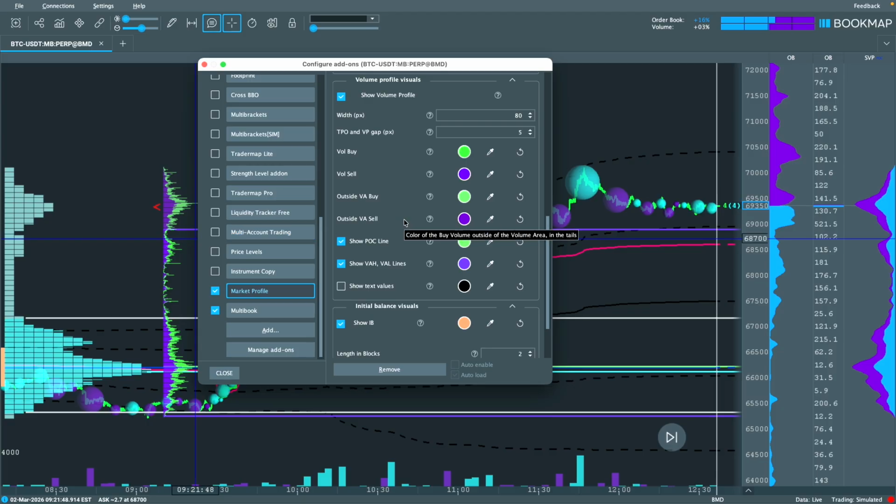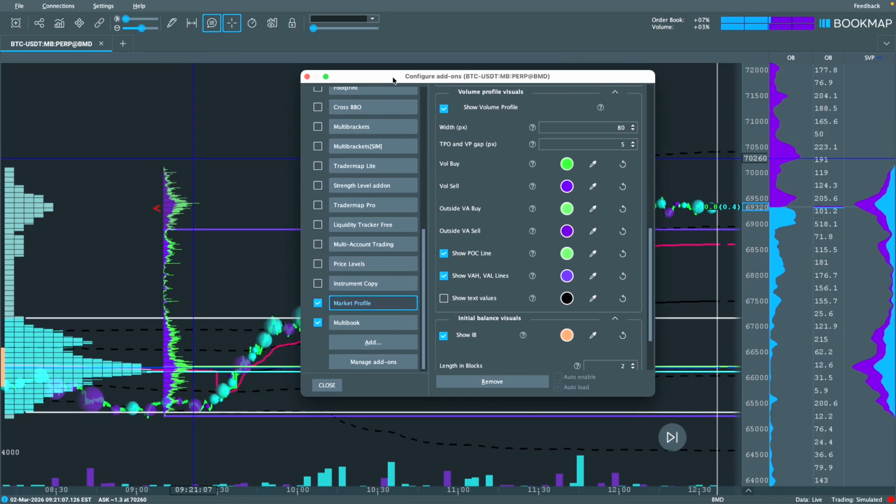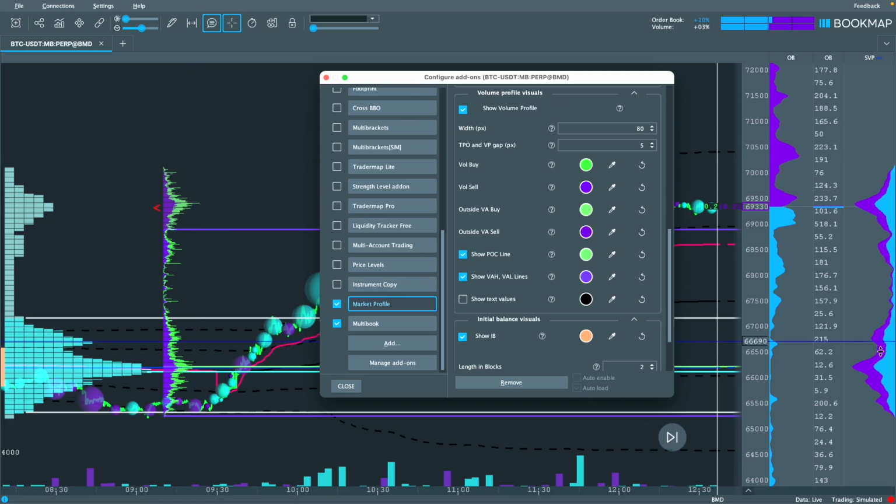Now I also have an SVP column here on the right, and that is just a mirror of the volume profile we just set up. You don't have to have both of these if you don't want, but the SVP column does not display the value area low or value area high, so I prefer to have the market profile on the chart rather than the column, but again, it's just personal preference.